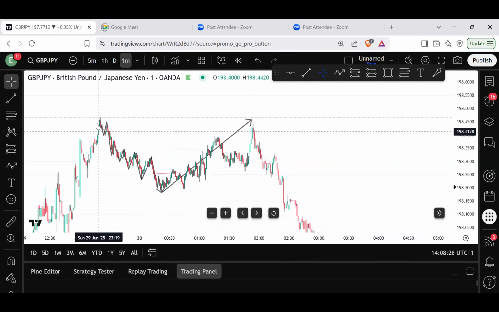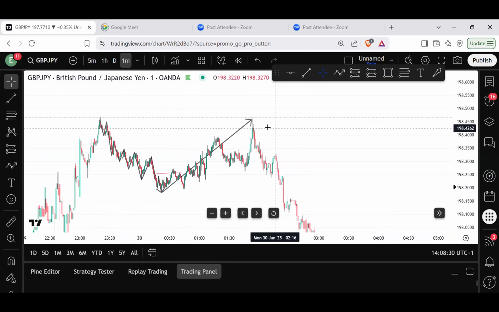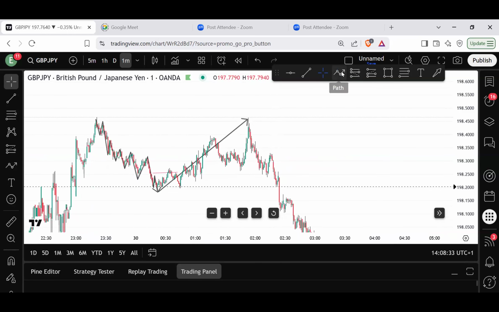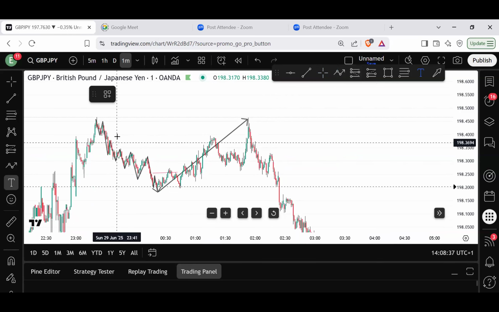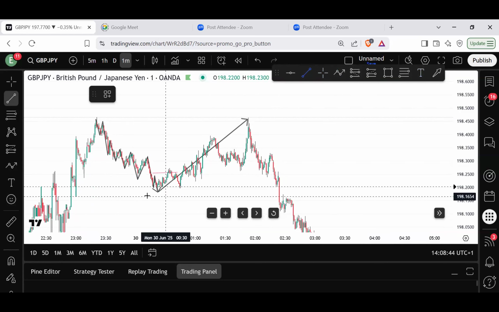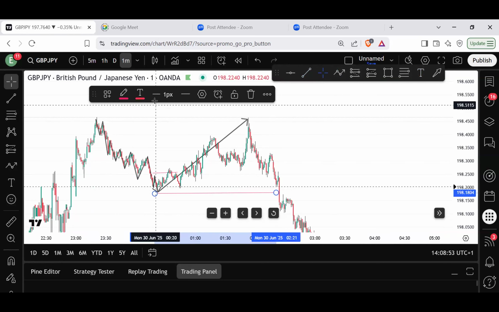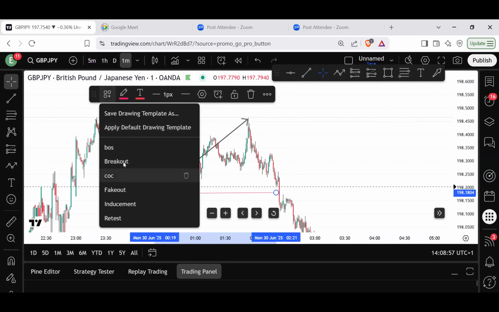You can see it didn't go above that. You already know how to identify impulse and correction. So what is the break of structure? Right here, that's the break of structure.